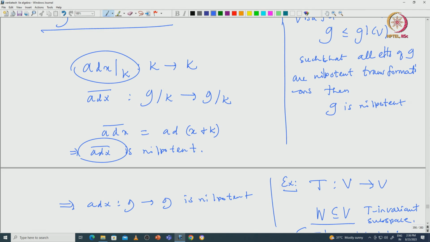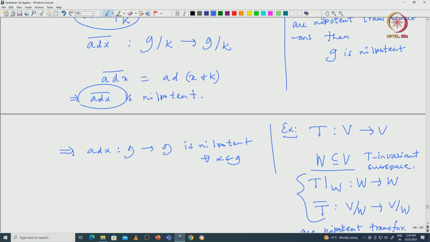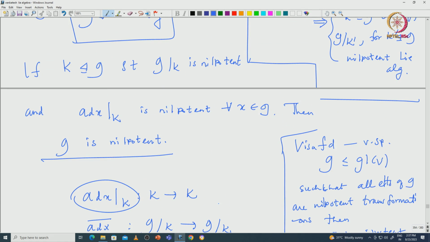Since it is nilpotent for all x in G, using Engel's theorem again, you conclude that ad G is nilpotent. But ad G is isomorphic to G modulo the center of G. So, up to the center of G it is nilpotent, and that implies G is nilpotent. So, this implies ad G is nilpotent and that implies that G is nilpotent, which we have already seen. So, this proves this characterization of nilpotency.